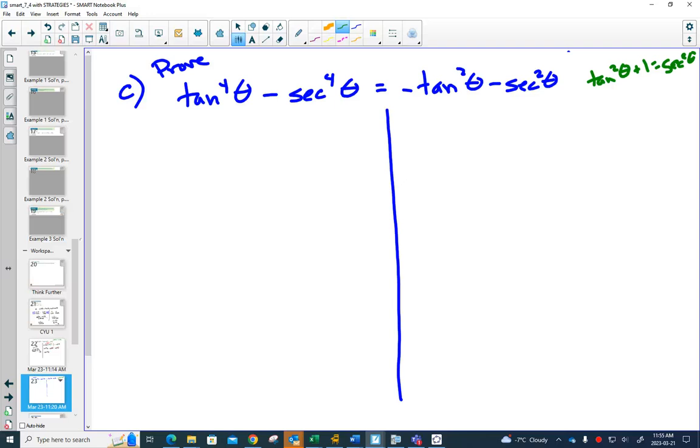So, on the left-hand side, I have a difference of squares. Tan to the 4 minus secant to the 4. I can factor this to be tan squared times tan squared. That'll give me tan to the 4. Secant squared theta and secant squared theta. 1 will be plus, 1 will be minus. There's my difference of squares.